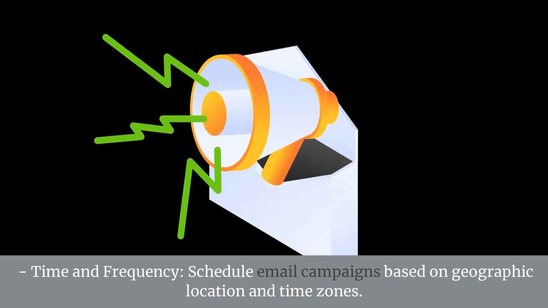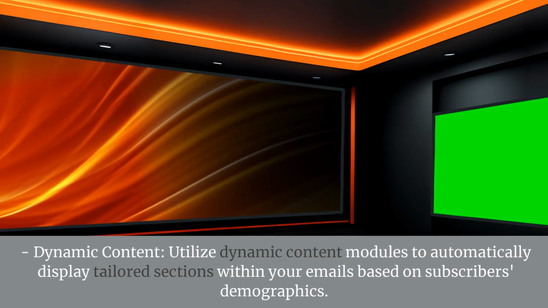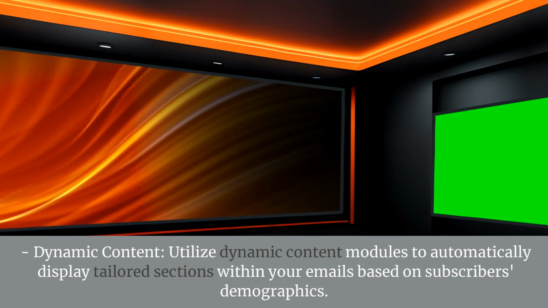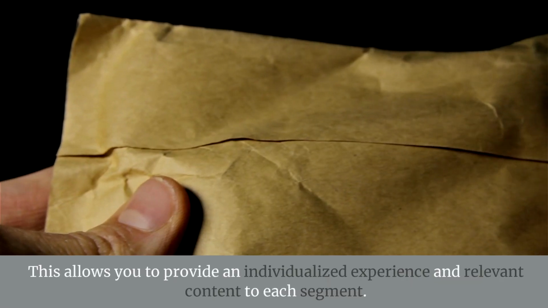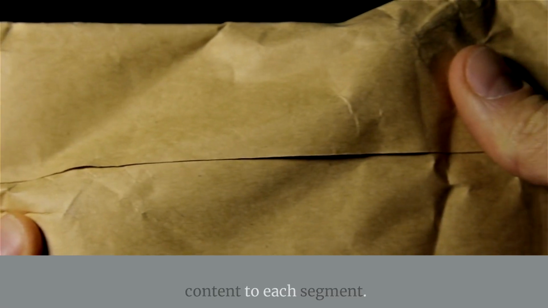Time and frequency. Schedule email campaigns based on geographic location and time zones. Send emails at appropriate times for higher open rates and engagement. Dynamic content. Utilize dynamic content modules to automatically display tailored sections within your emails based on subscribers' demographics. This allows you to provide an individualized experience and relevant content to each segment.